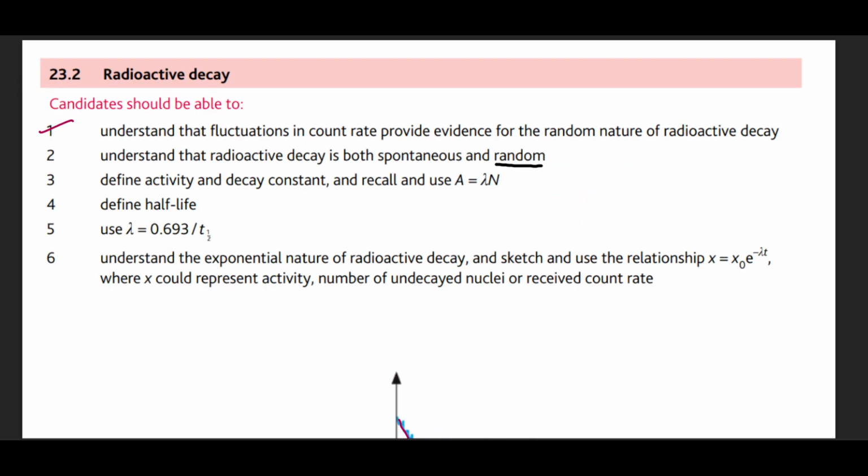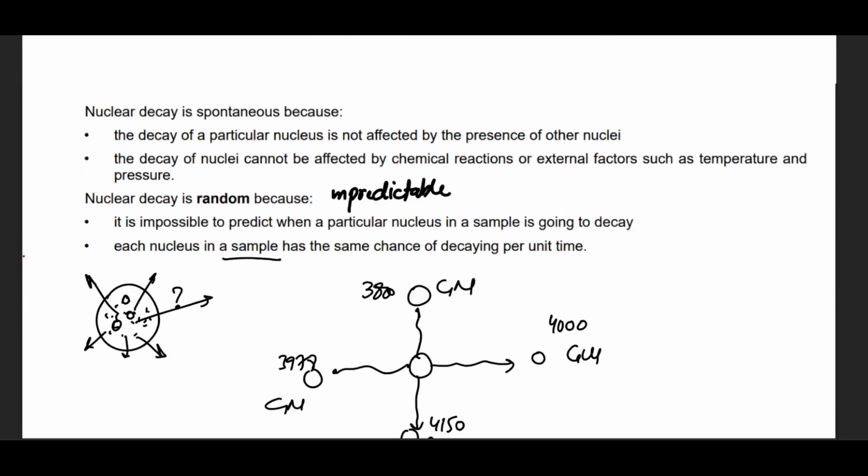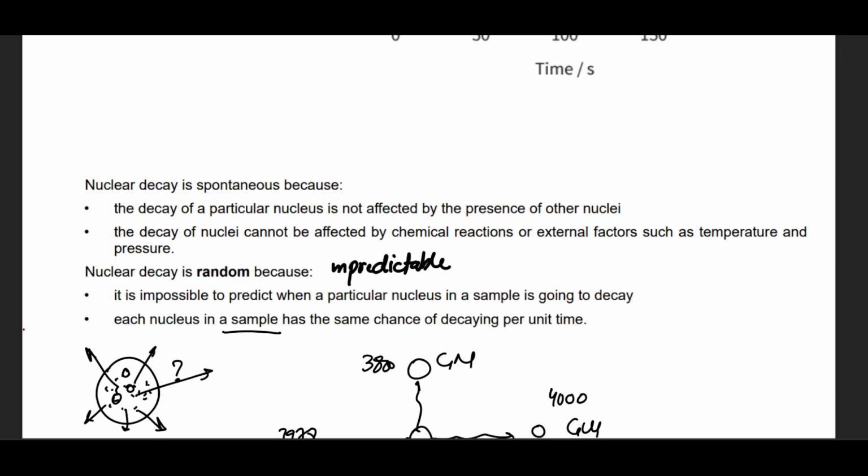So you will see this as the first point in the syllabus, and in the second point, it also enforces randomness, which is linked with the first point. What is the meaning of being spontaneous? You can pause the video and read this for yourself, but let me give you a small summary. Spontaneous would mean that this reaction is not affected or controlled by external factors.